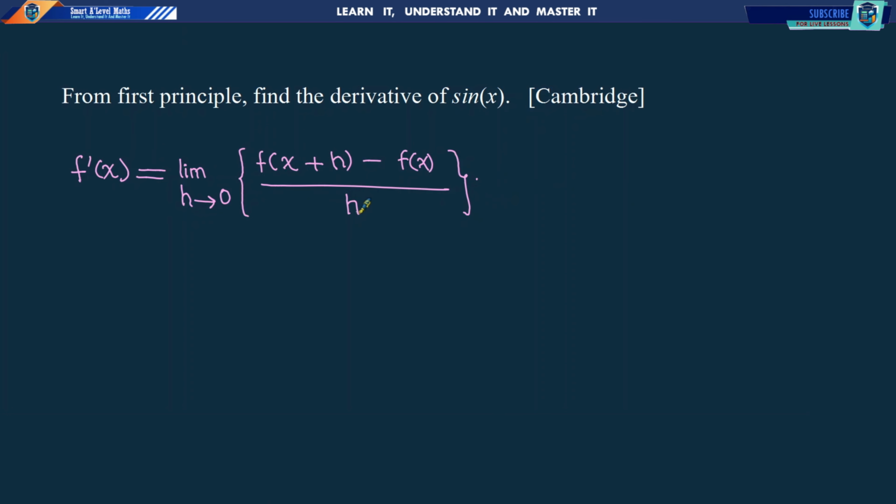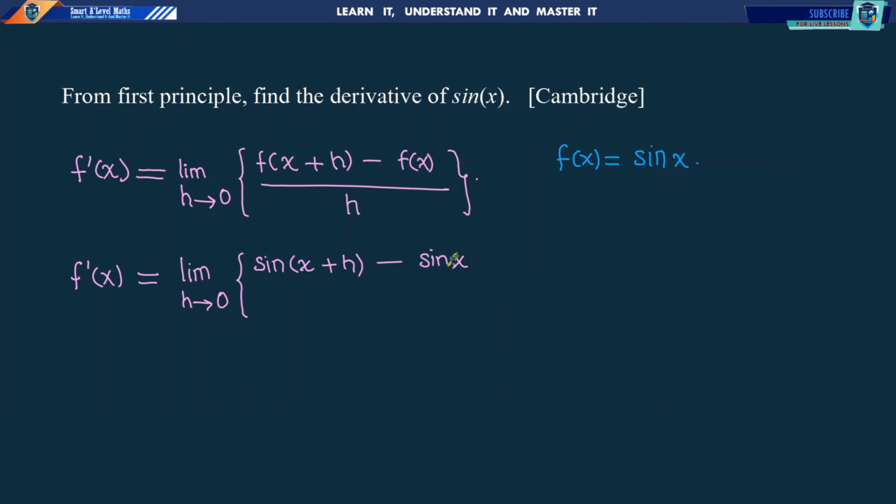This is the formula we're going to use to find the derivative of sine x. Now we can let our sine x be f of x. Substituting into our formula, whenever we get x, we will increase it by h. Here, h approaches 0.